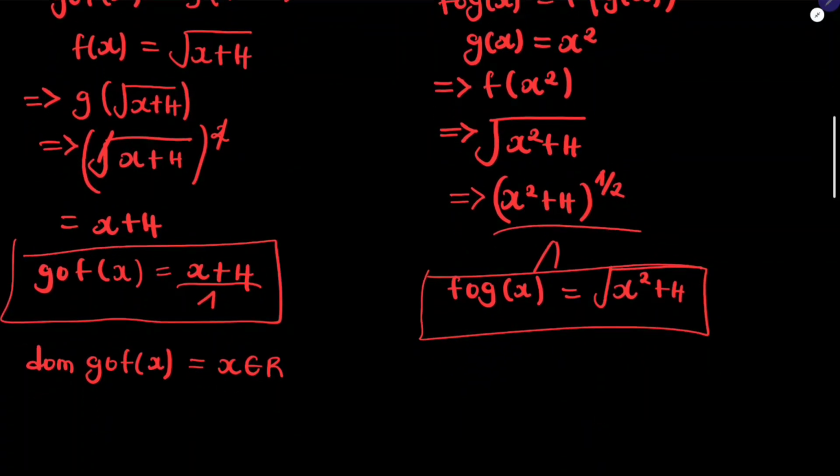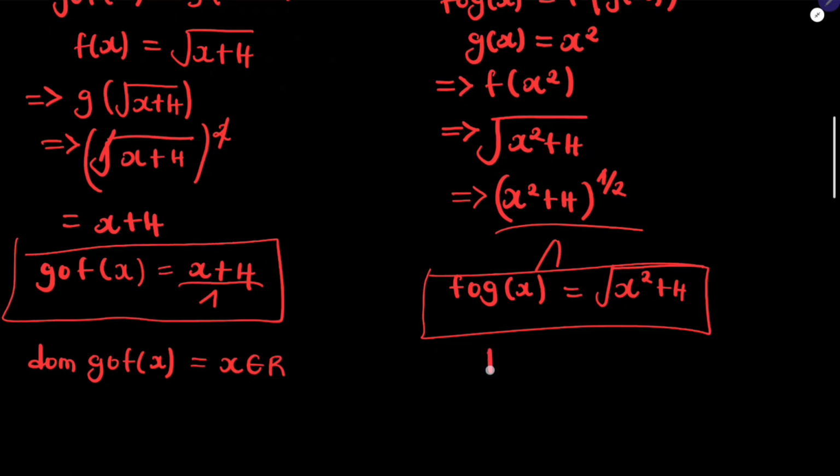And now we have to find the domain. The domain of f of g of x: the denominator is 1 again, so we can still conclude that x is just an element of real numbers. So that is how we can write the domain.